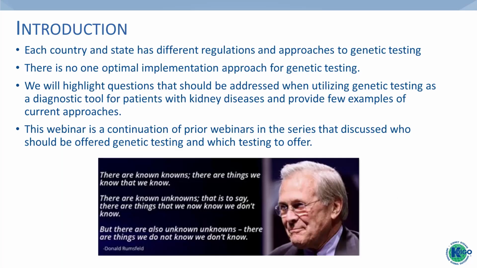So as an introduction, we really want to highlight the fact that each country and state has different regulation and approaches to genetic testing, and therefore there is no one optimal implementation approach for genetic testing. Each individual will have to figure out where they live, what the situation is in their place, and make it from there. We will highlight the questions that should be addressed when utilizing genetic testing as a diagnostic tool for patients with kidney diseases, and provide a few examples of current approaches we are aware of. Obviously, there are many more that we are just not aware of.